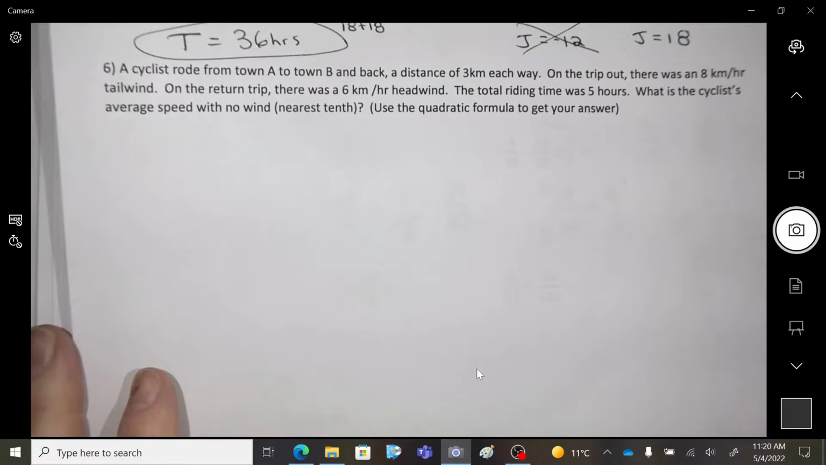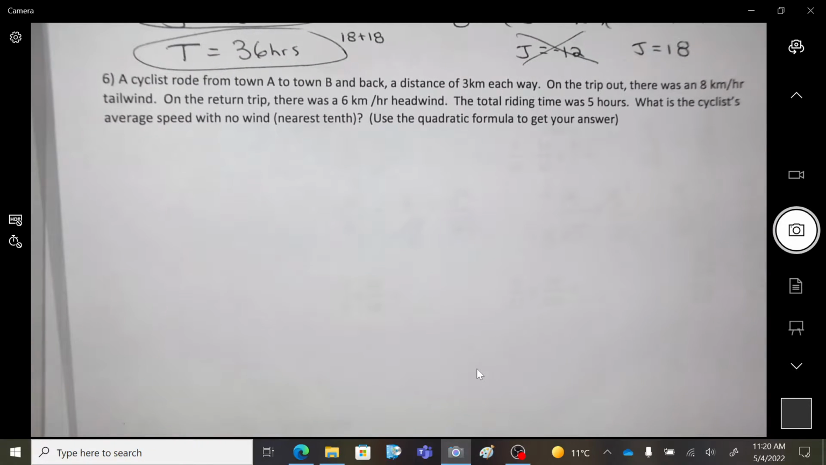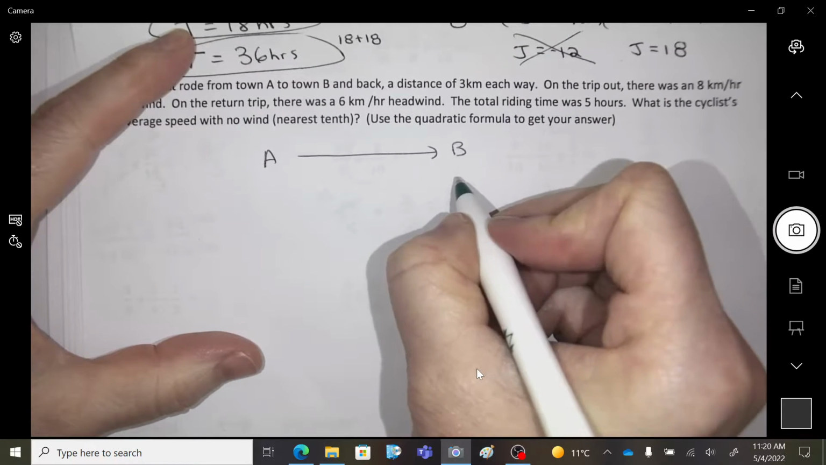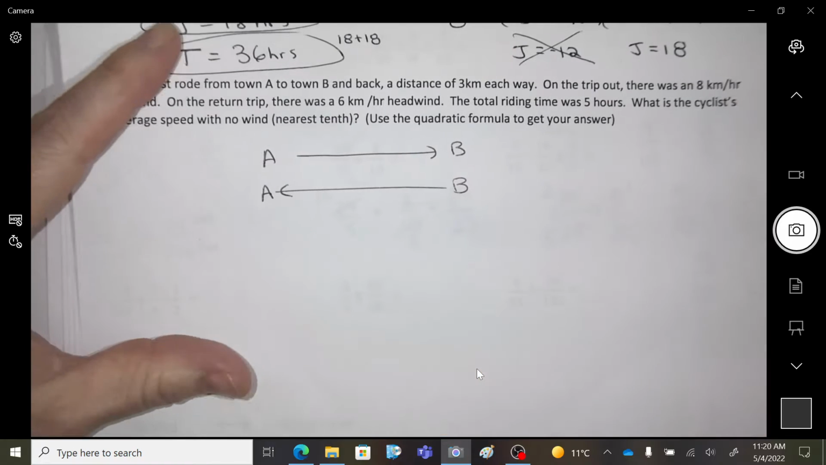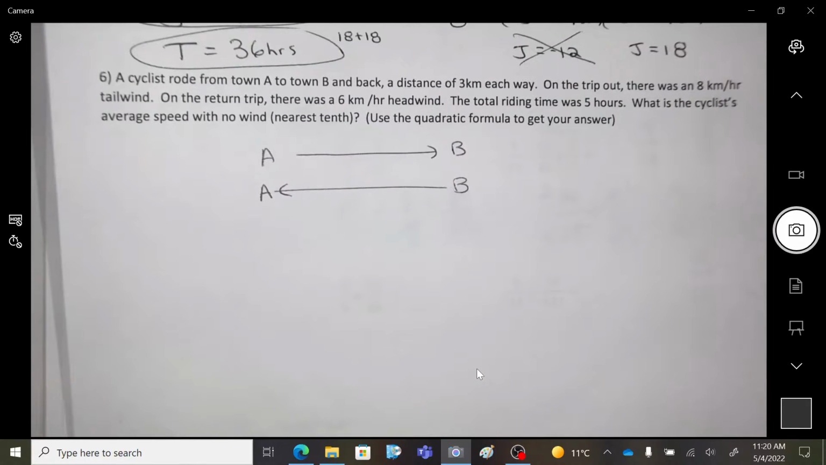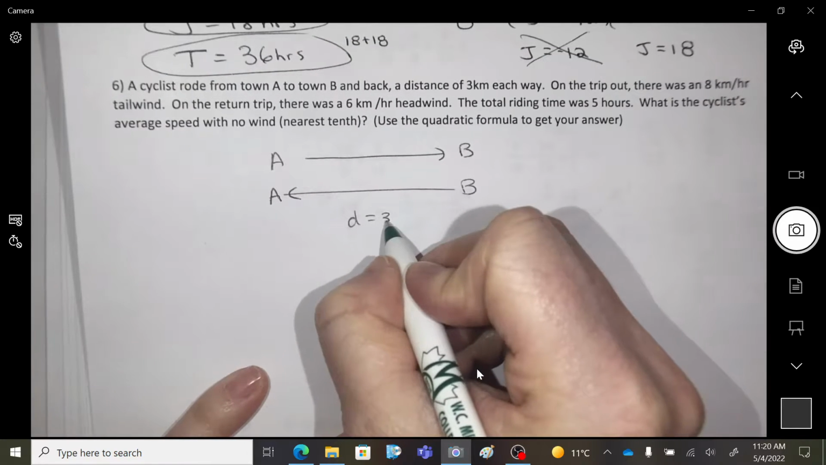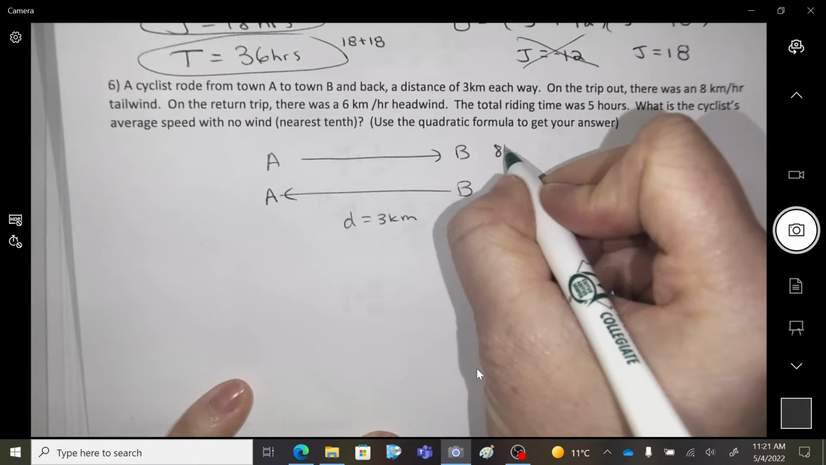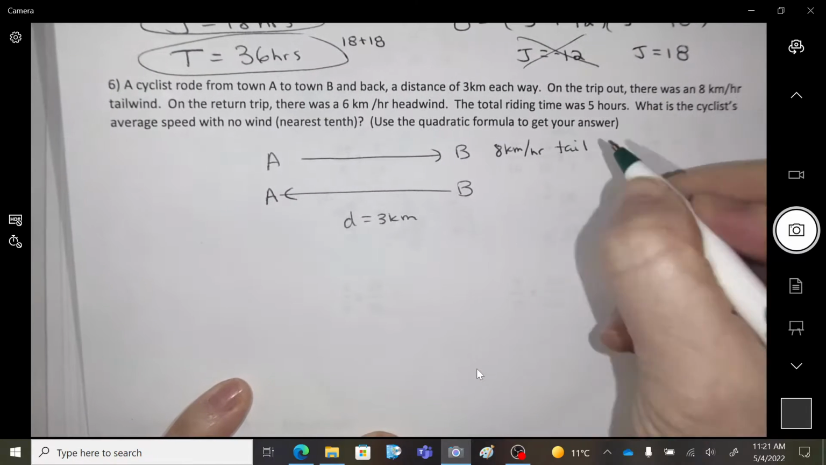Okay, number 6. A cyclist rode from town A to town B and then back. So this is what happened. A cyclist went there and then back. A distance of 3 kilometers each way. So that distance is 3 kilometers. On the trip there was an 8-kilometer-an-hour tailwind.